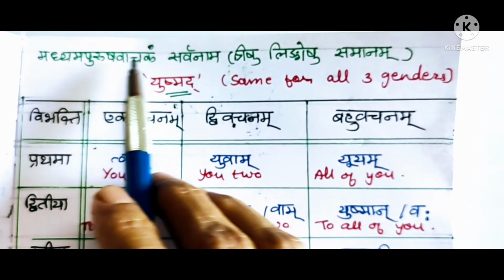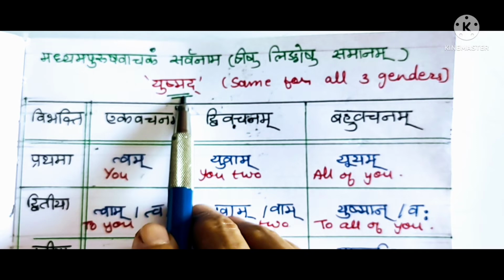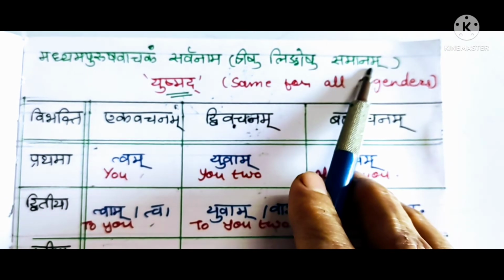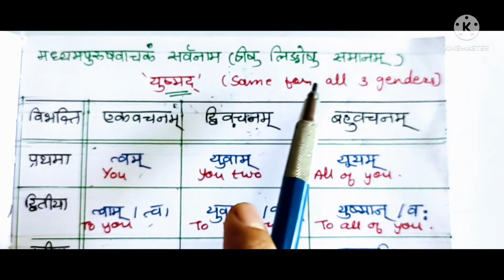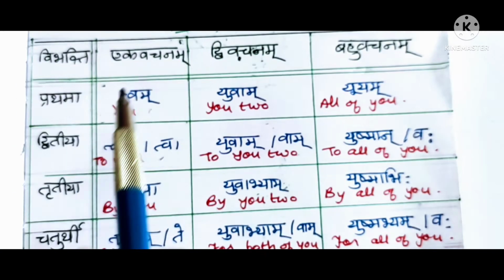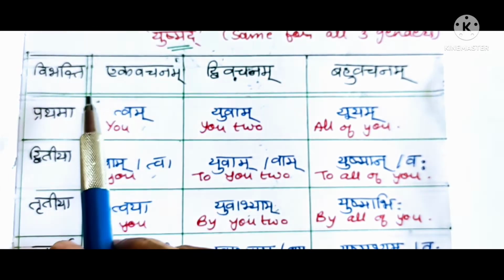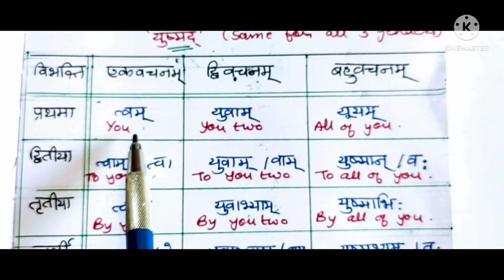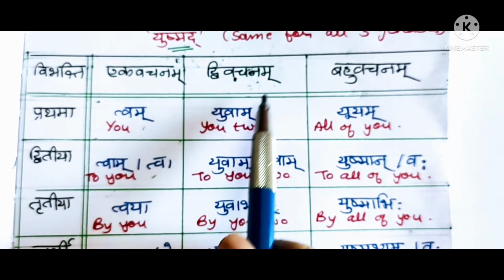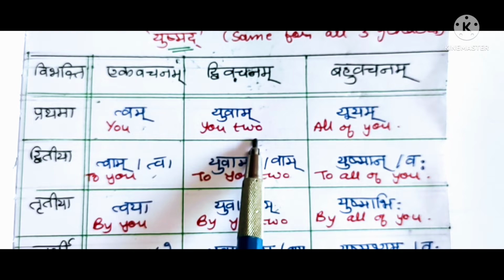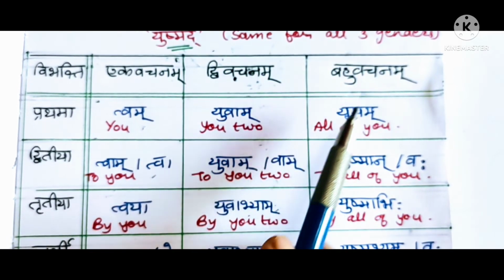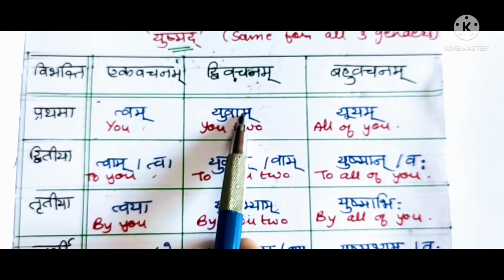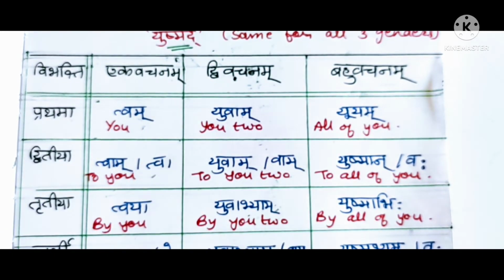Now Madhyam Purusha Vachakam Sarvanam Yushmat. Yushmat means you. Trishu Lingeshu Samanam. These forms are same for all three genders. In Prathama Vibhakti of Yushmat Shabda Ekvachanam Tvam. Tvam means you. Dvivachanam Yuvam means you two. And Bahuvachanam Yuyam means all of you. Tvam, Yuvam, Yuyam. This is Prathama Vibhakti.